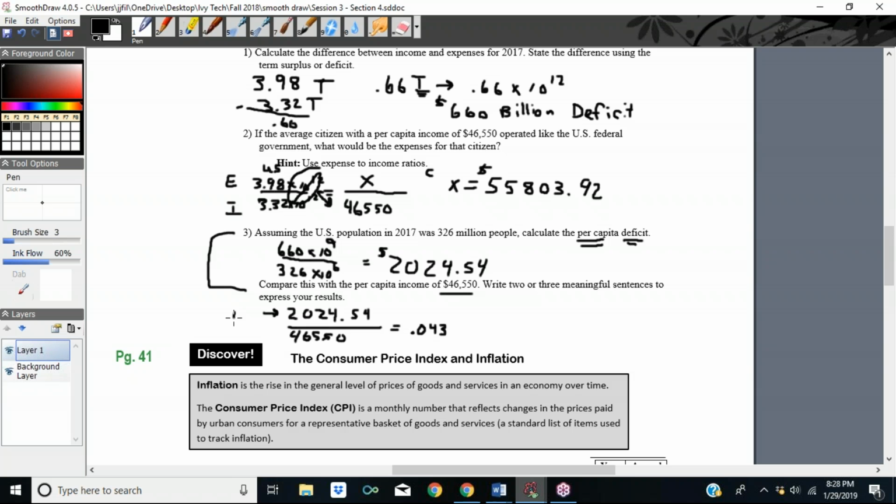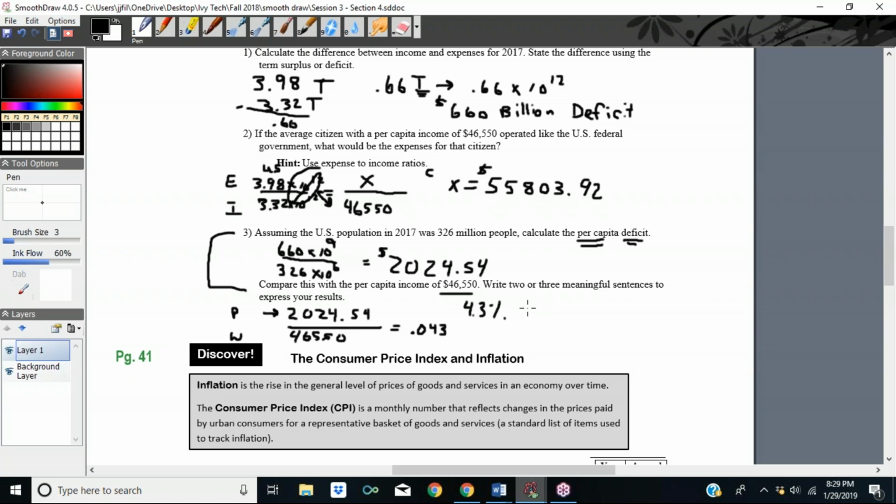And since it's a part to whole, we can actually write it as a percent. So we could say something like 4.3% of the average person's salary would be needed to bring the deficit down to zero, or to eliminate the deficit. So we could say something like that as a meaningful sentence.